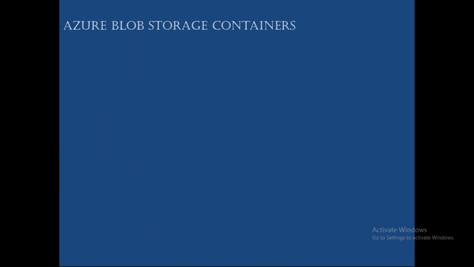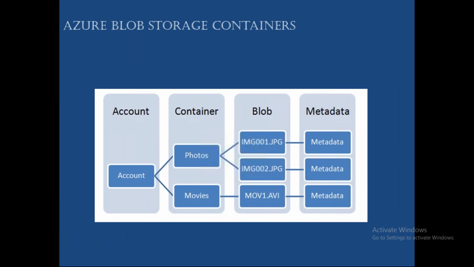Let's start with our first one, Azure Blob Storage container. So you'll have an account. First, you'll create the Azure Storage account. Once you create the Azure Storage account, in that you can create the containers. In this container you are going to upload your files. So here you have images and movies, but you can also upload your normal files. Files of any format can be uploaded.